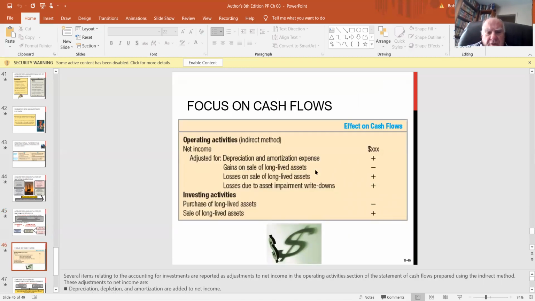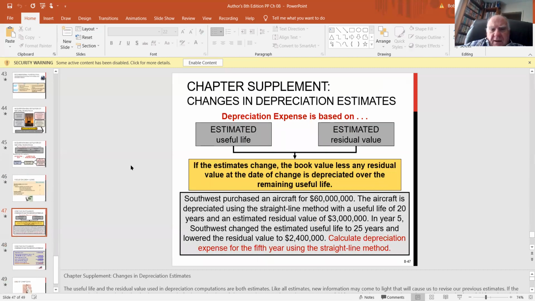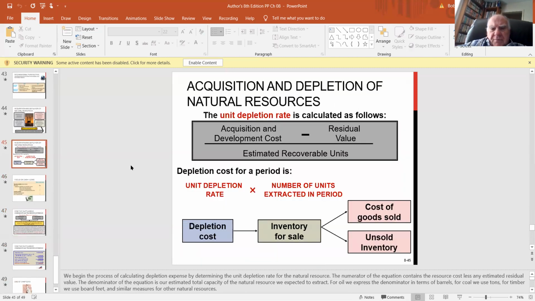And they're just showing you here that we're going to debit depreciation and amortization expense. Operating activities, oh, this is cash flows. I'm sorry. I thought they were continuing with depletion. Let's ignore this. We don't need this. And that's pretty much the end of the chapter.